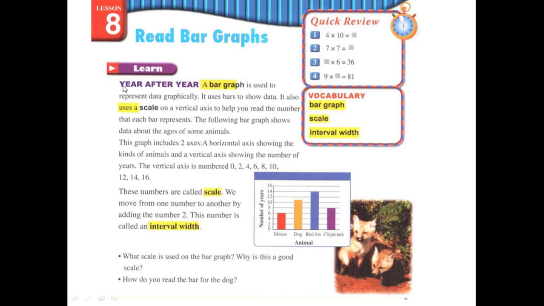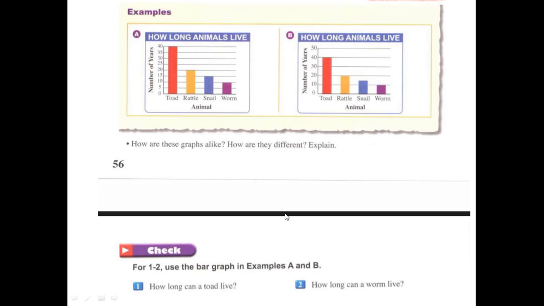Now we have a bar graph. A bar graph is used to represent data graphically. It's like this. You have interval width here and you have scales here. Done?